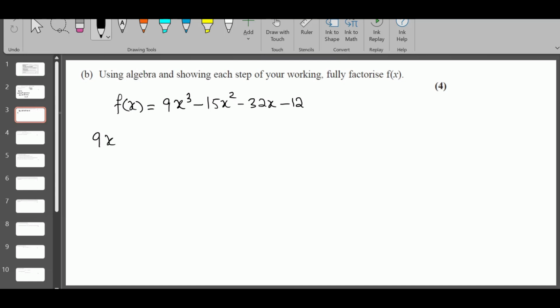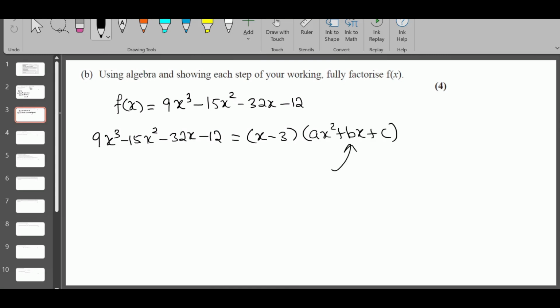You write this 9x cube minus 15x square minus 32x minus 12 as x minus 3, that's the divisor, times a quadratic function ax square plus bx plus c. That would be the quotient when you divide the function by this using the long division method. How do I know it's quadratic? Because when you multiply, you get a cubic function.